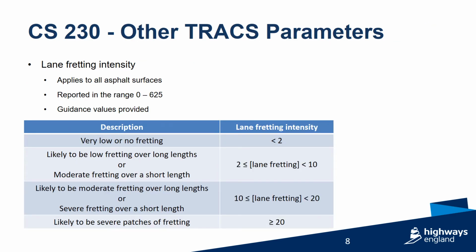The traffic speed condition surveys report lane fretting intensity of asphalt surfaces over a range of 0 to 625. The standard includes the following table for guidance. Where the lane fretting intensity is below 2, there is likely to be very low or no fretting present. In the 2 to 10 range, two scenarios may be present, either low fretting over long lengths or moderate fretting over short lengths.